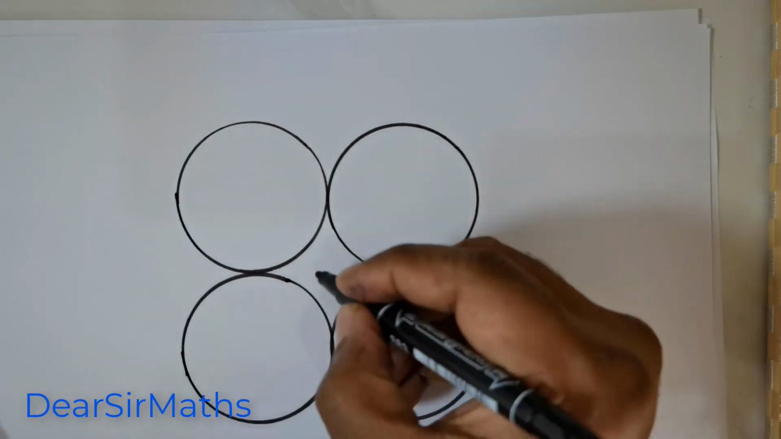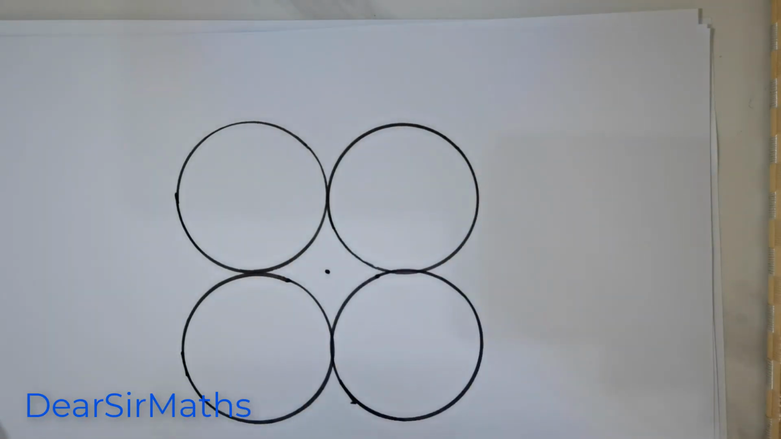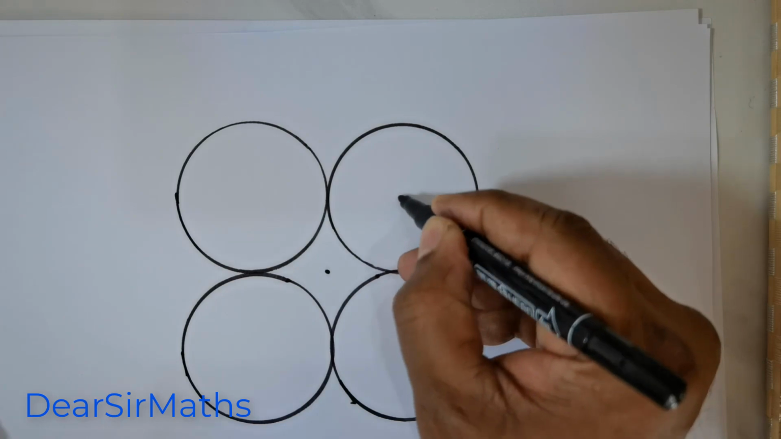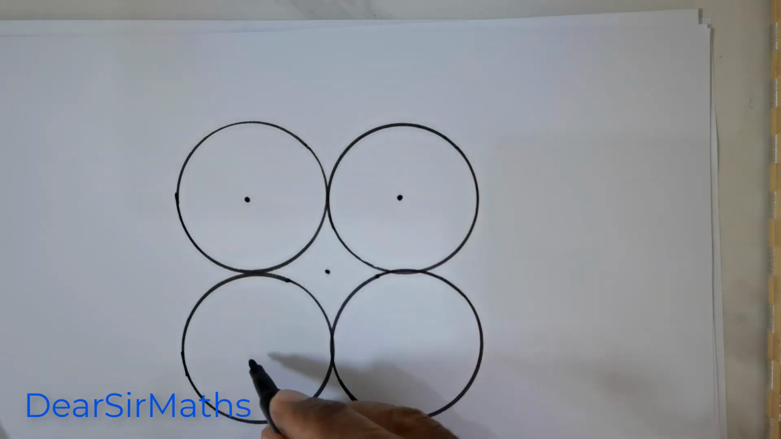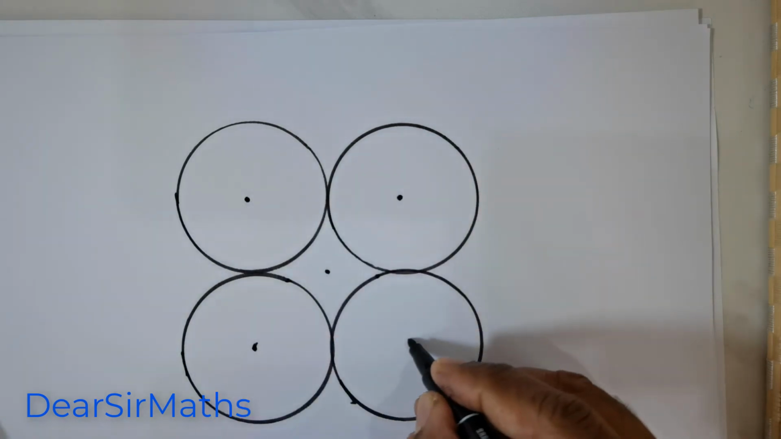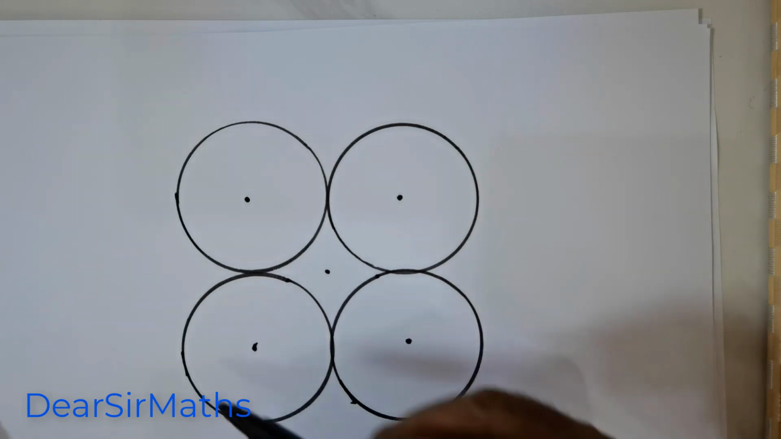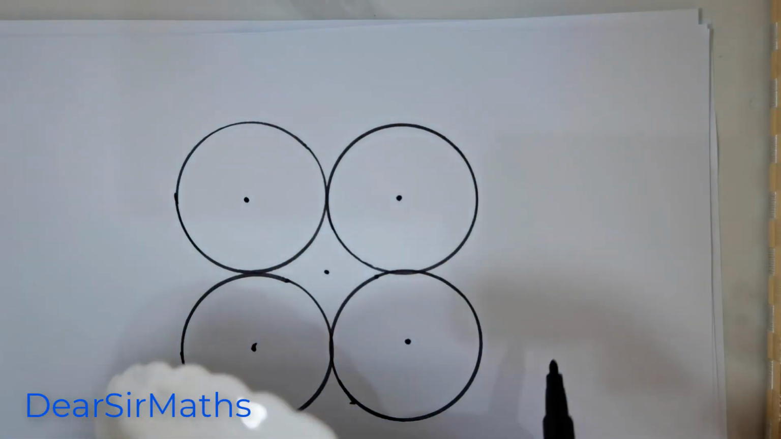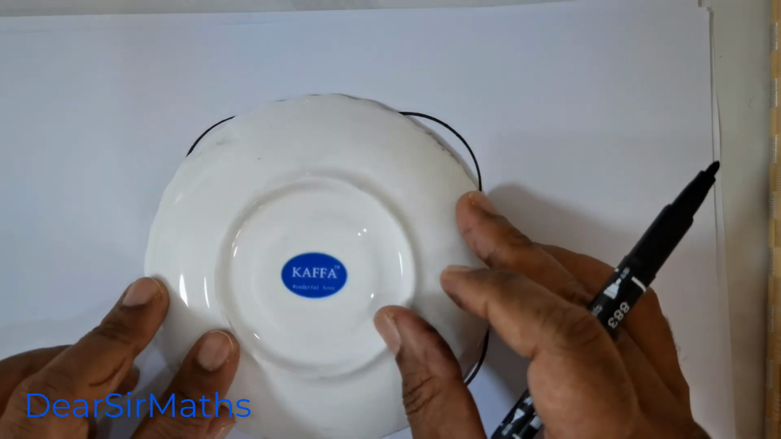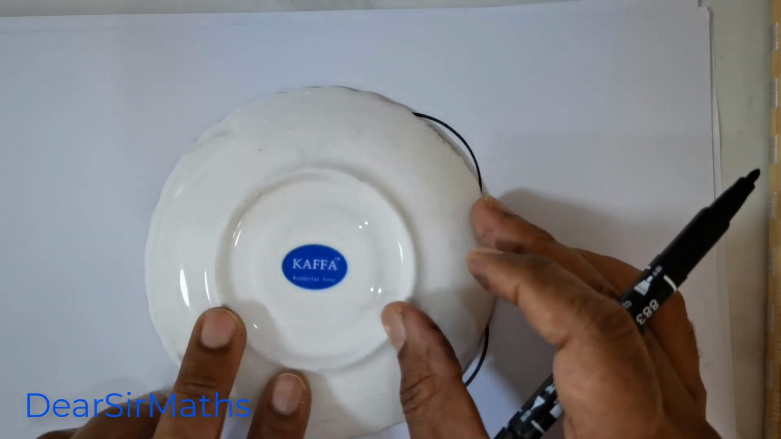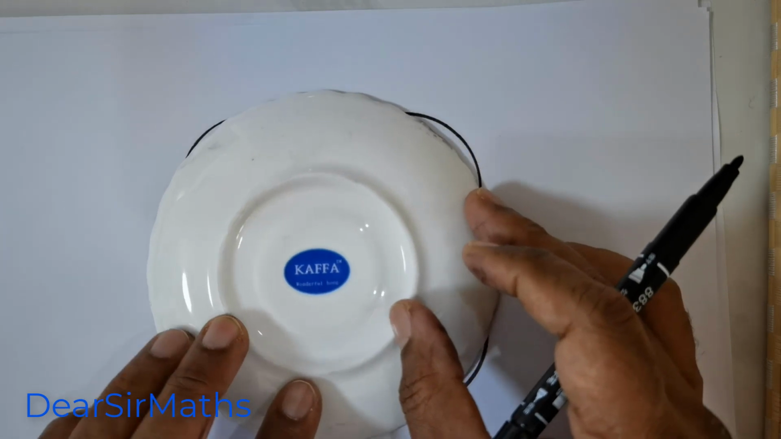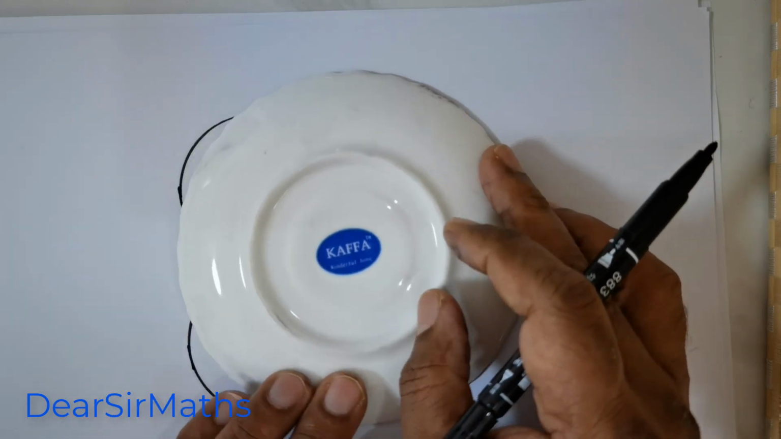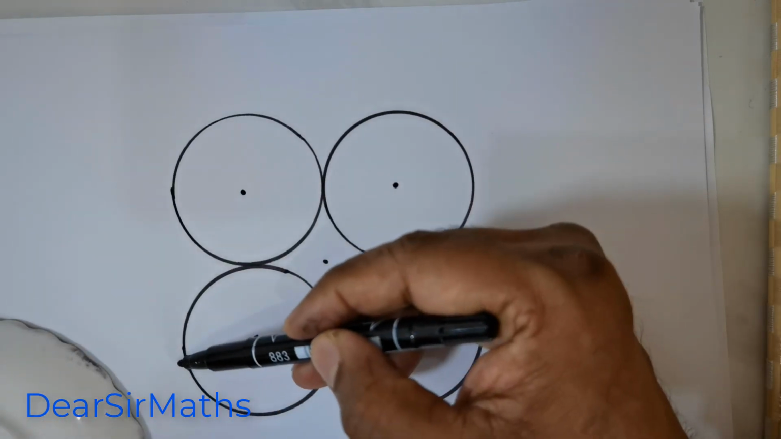Okay, so this is the center and you got centers for these circles. And we have a huge circle which is actually covering these circles. Now the challenge is to get that figure. I'm not sure if I will be able to get it.